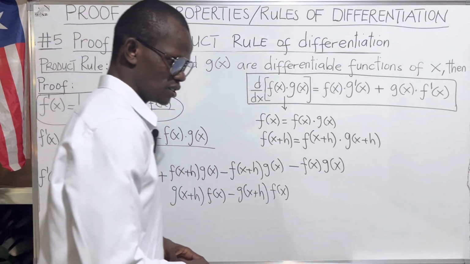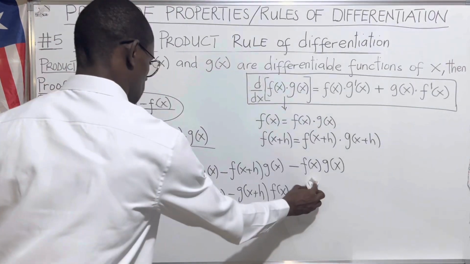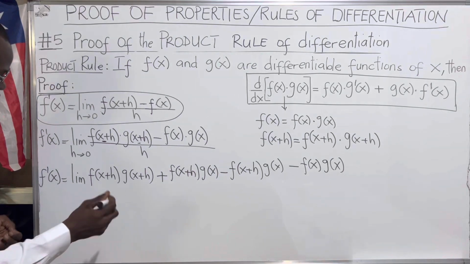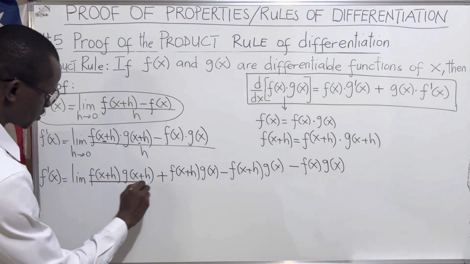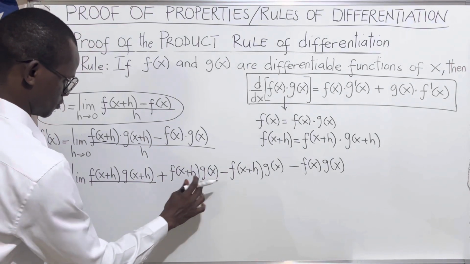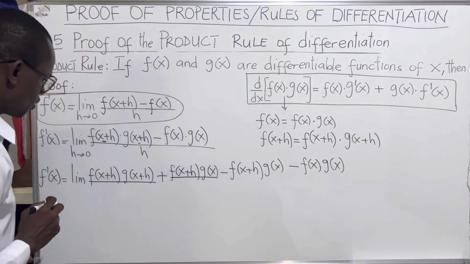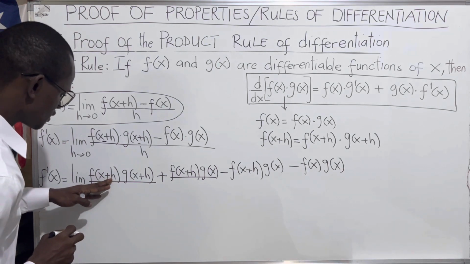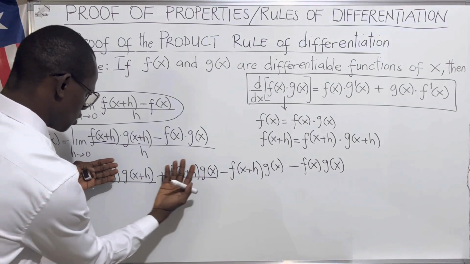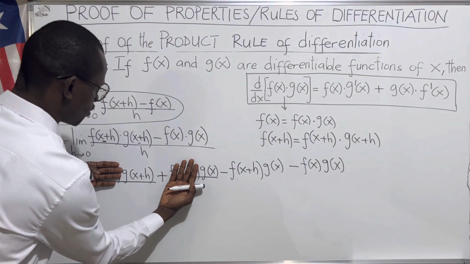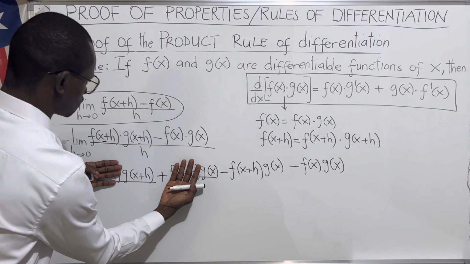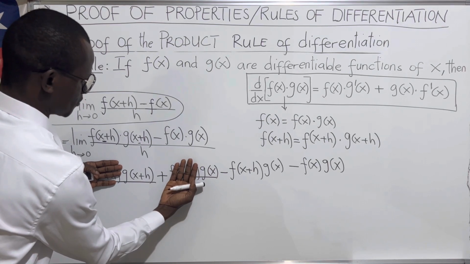So why did I do this? My intent is to do some pairing. Now, if I pair this expression with this expression, I will understand that f of x plus h and f of x plus h will be factored out. So what will I be left with? I will be left with g of x plus h plus g of x.